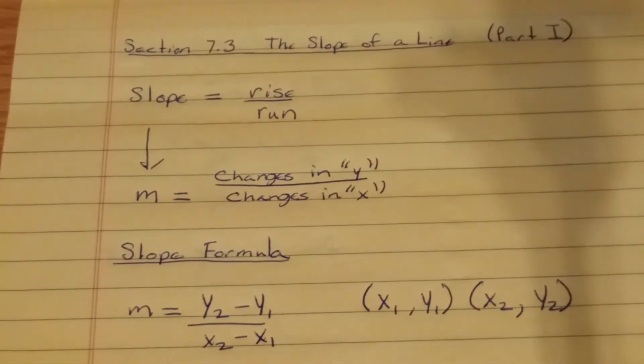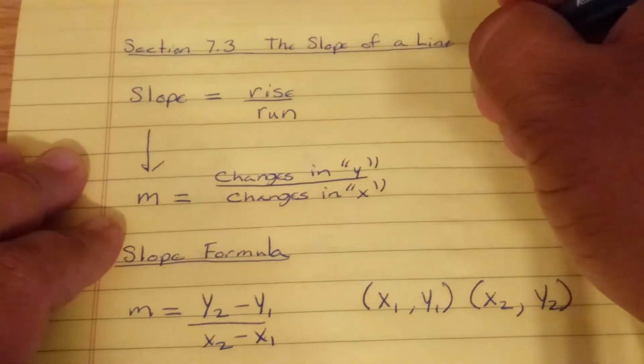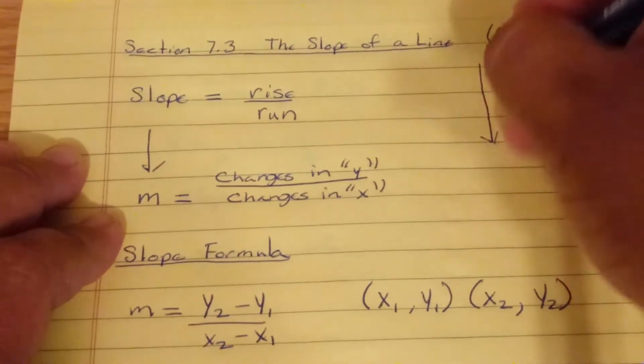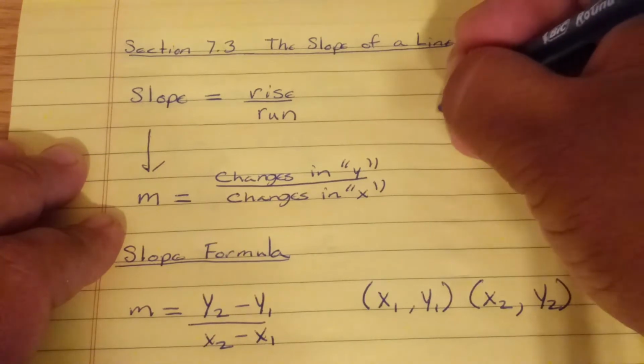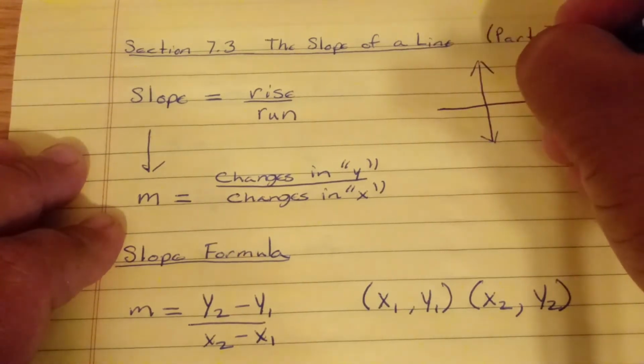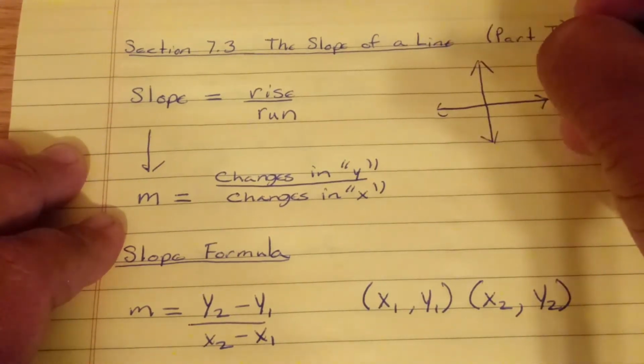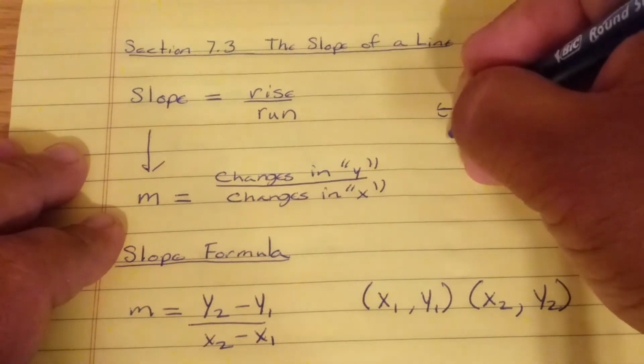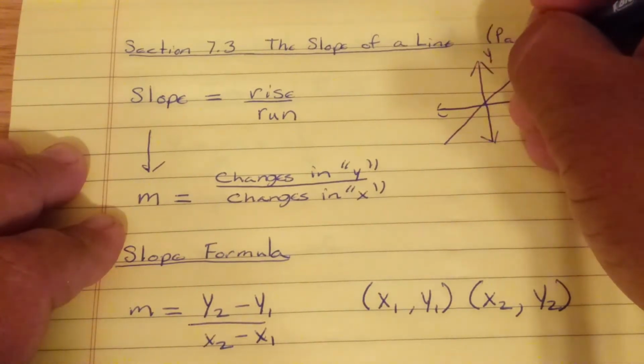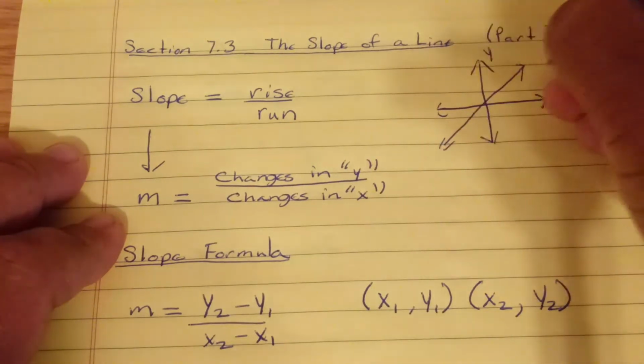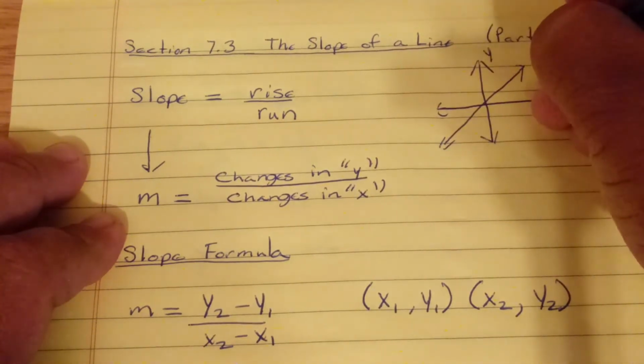Hello class, today we're going to go ahead and discuss the slope of a line. The slope of a line is really the point of inclination, how a line inclines. So if you were to see something like this, where you have a graph and your line inclines this way, this is said to have a positive slope.